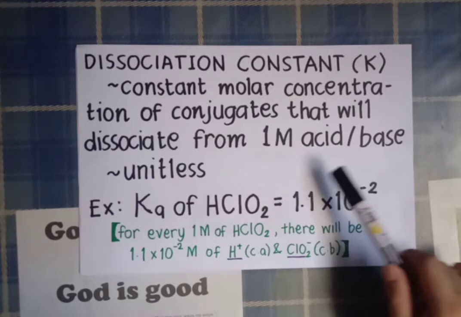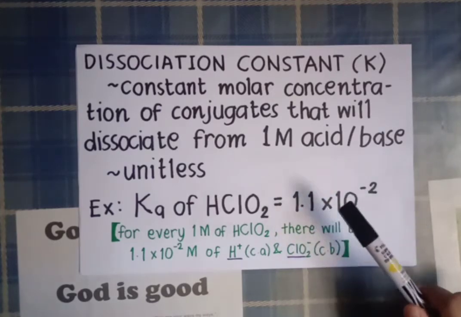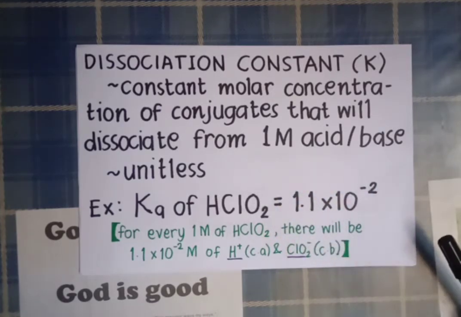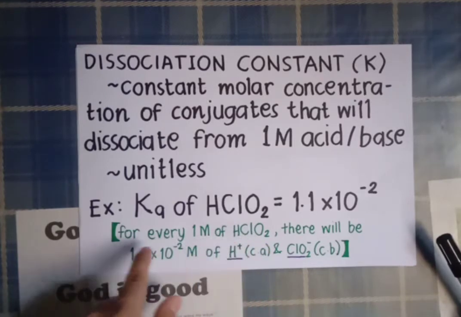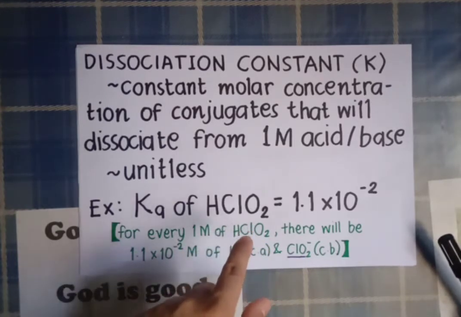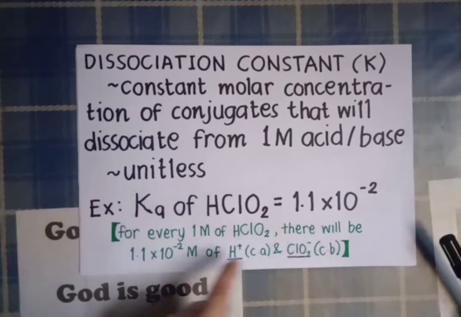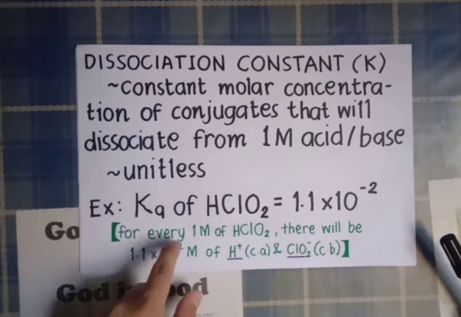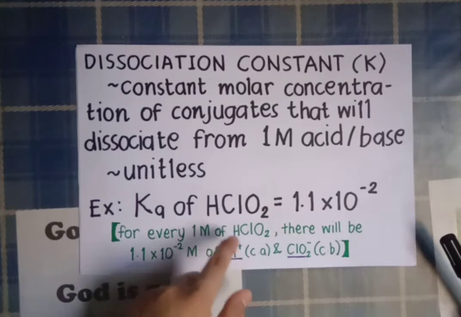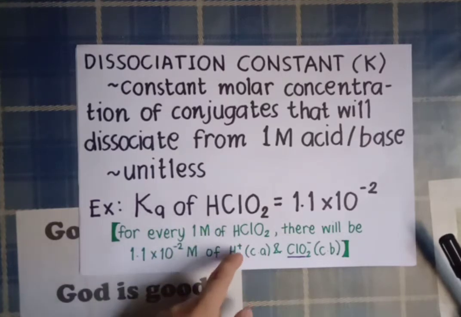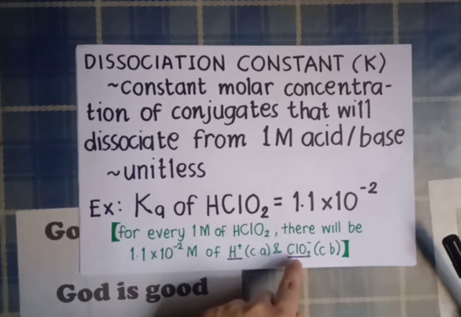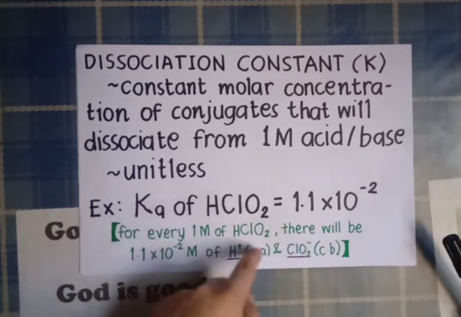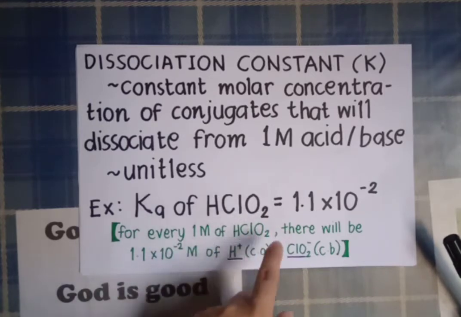What does this number mean? This number only means that for every 1 molar of HClO2, or for every 1 molar of chlorous acid, there will be 1.1 times 10 raised to negative 2 molar of hydrogen ion, which is our conjugate acid, and chloride ion, which is our conjugate base, that will dissociate from our parent acid, which is our HClO2.